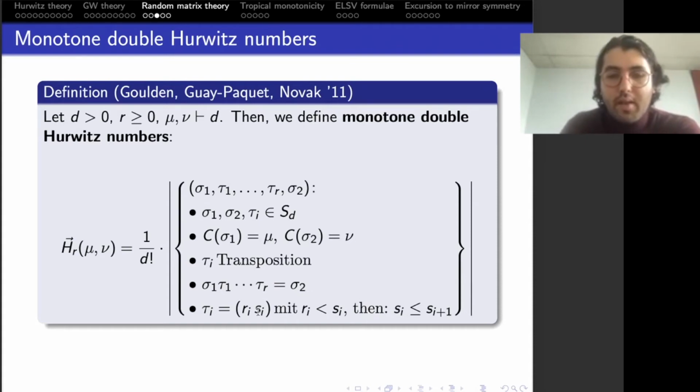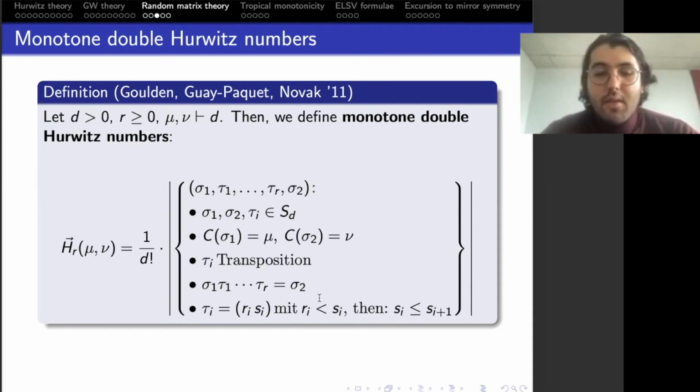But now I have indeed one more condition, namely that tau i is equal to (r_i s_i), because tau i is a transposition. And I fix that r_i is smaller than s_i. I can always choose this in such a way. And then I force that the factorization that I look at satisfies that s_i is smaller or equal than s_{i+1}.